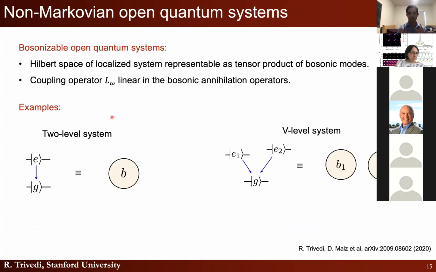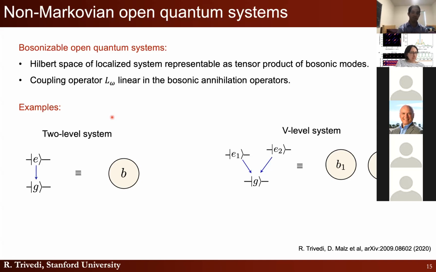So what we did was to consider just a specific class of localized systems, which are called bosonizable localized systems. And although these systems feel a bit restrictive, they can still capture a very, very large number of quantum systems that we are interested in looking at. And the idea behind these bosonizable systems was that I can think about the Hilbert space of my localized system, which had some discrete energy levels, as a collection of bosonic modes.